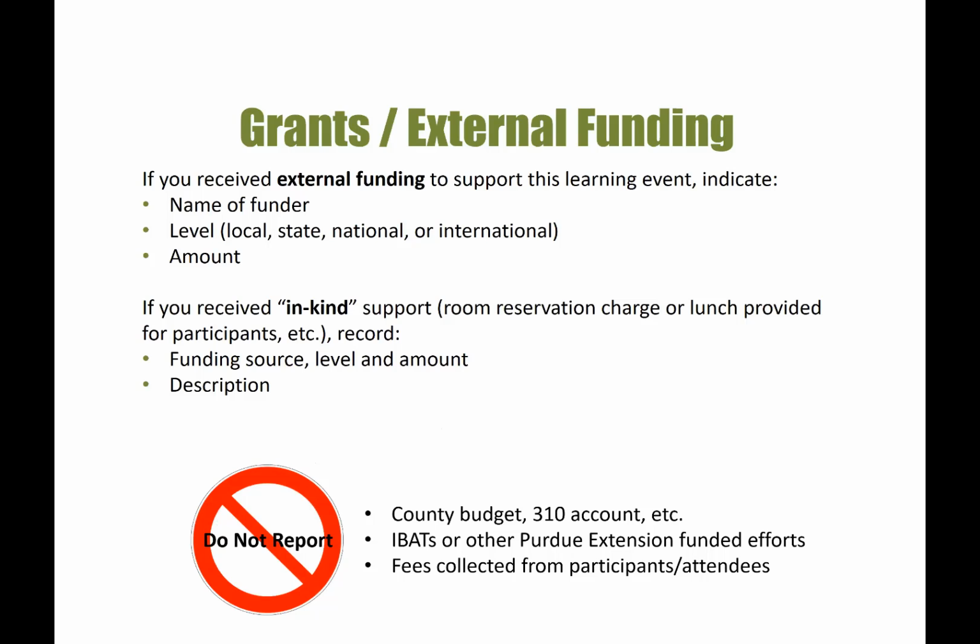There are some things that people are reporting in grants and external funding that should not be there. First of all, any internal funding is not included here. So if you have a county budget that you're using to pay for your learning event, or you're pulling from the 310 account and so on, none of that should be reported here in the external funding. If you have an IBAT or any other Purdue Extension funds, these are not recorded here under the grants and external funding.